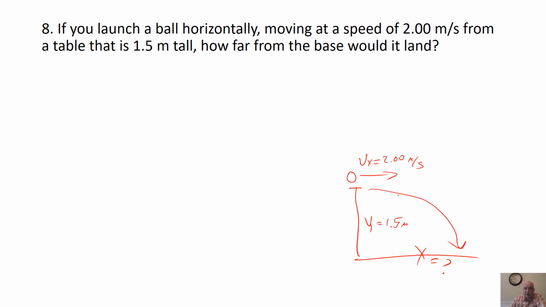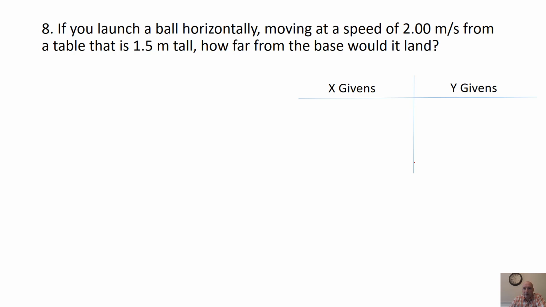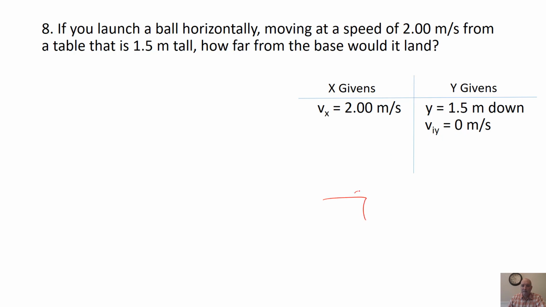We're not going to SOHCAHTOA because this is not a triangle. This is a curved parabolic path. You have to break the x and y axis out separately. It's the only way to do these problems. So filling in your givens, your Vx was 2 meters per second. It falls a y of 1.5 meters down. It starts from rest because it's just thrown horizontally, so it's not moving down yet.